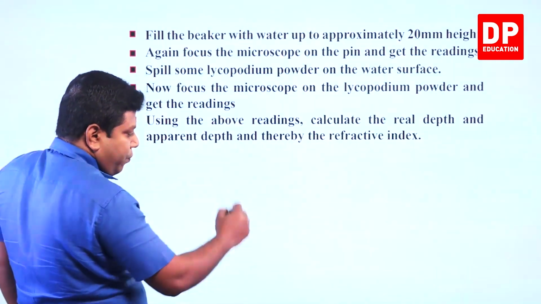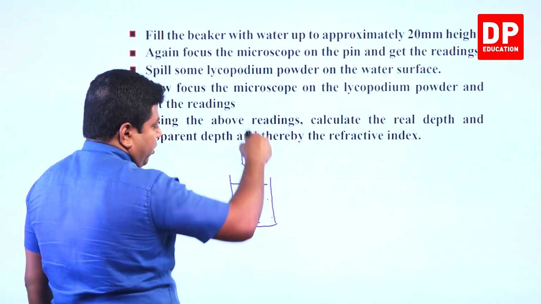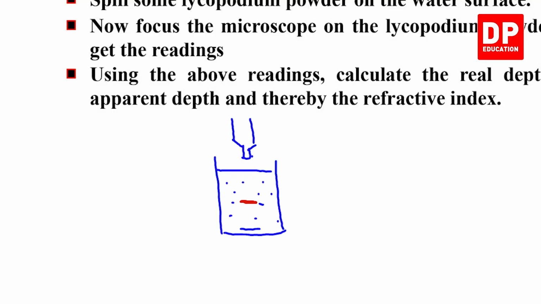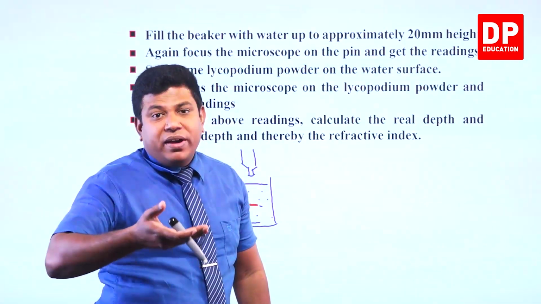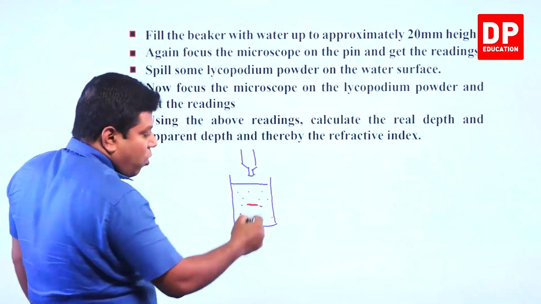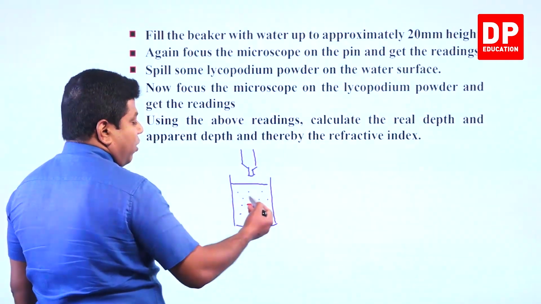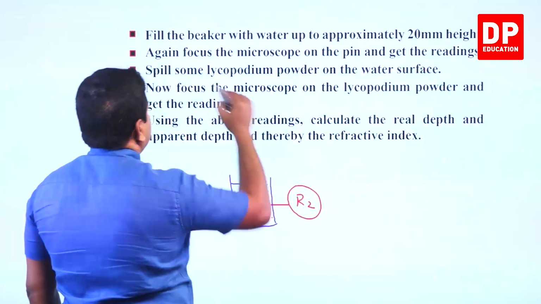See what happens now. This was your beaker. You kept a pin. Then what did you do? You filled it with water. Microscope is here. So when you look through the microscope, what happens? We will see the image of it. Let's say the image will be somewhere here. I already explained, the image you see will be elevated from where the actual object is. Now focus to see the image of this. You will see only the image. Even though it looks like the object, what you see is the image. At this point, you get the second reading, R2. That's what this is about.